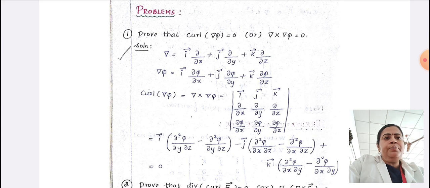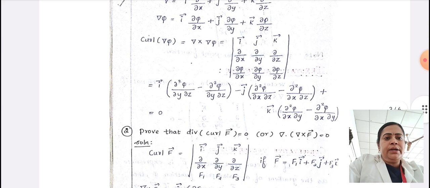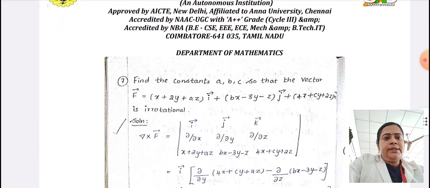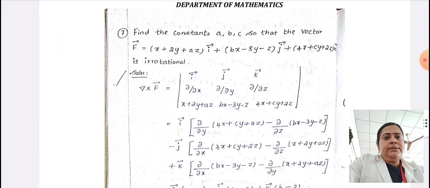Here, prove that curl of del phi equals 0, or del cross del phi equals 0. Already we know the definition of curl phi; that is nothing but the determinant of i j k, dou by dou x, dou by dou y, dou by dou z, of del phi. Del phi is dou phi by dou x, dou phi by dou y and dou phi by dou z. When you cross multiply this determinant and simplify, you get the value to be 0. Similarly, you can do the second one as homework. Now let us see the third problem.